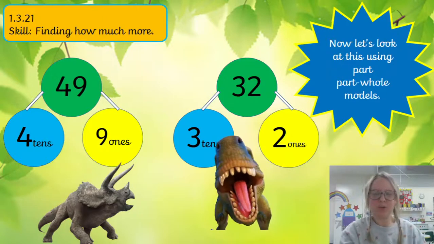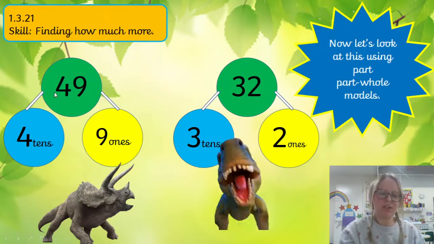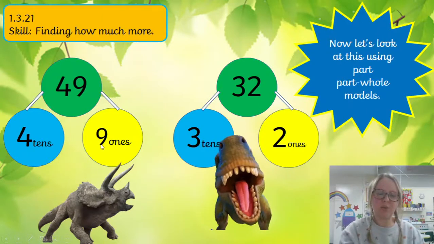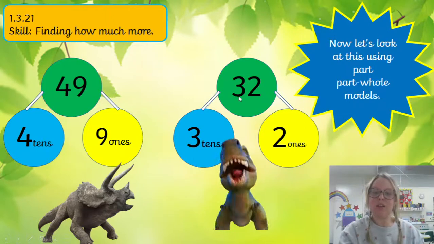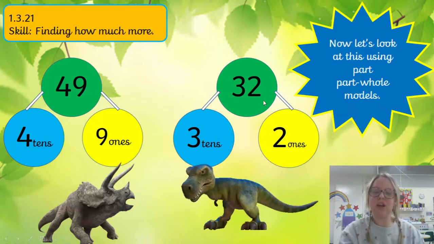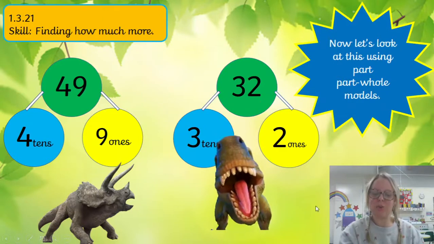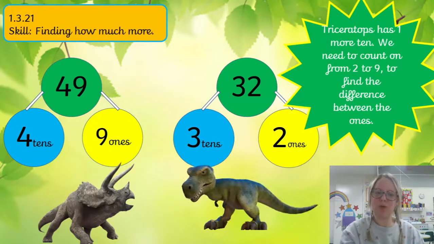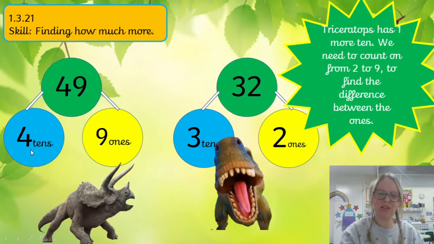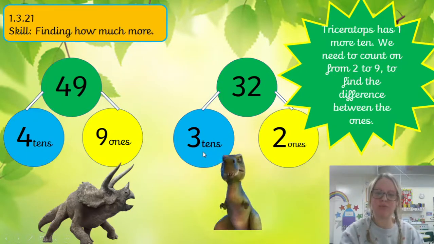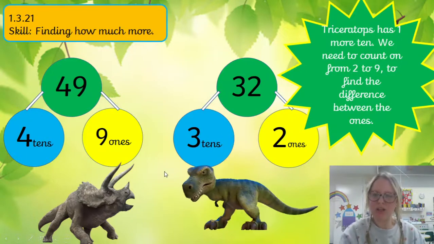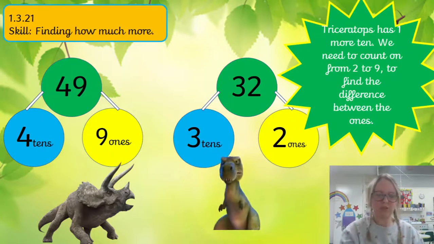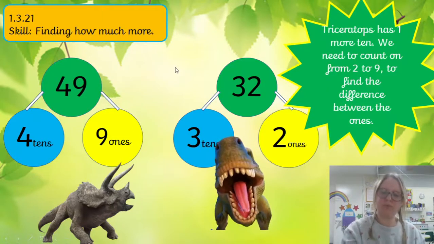Now let's look at this using a part-whole model. So Triceratops had 49, 4 10s and 9 1s. T-Rex had 32, which is 3 10s and 2 1s. Triceratops has 1 more 10. Can you see that? He has 4 10s. T-Rex has 3 10s. Triceratops has 1 more 10. And then we need to count on from 2 to 9 to find the difference between the 1s, and that's what we just practiced on our fingers. Okay.